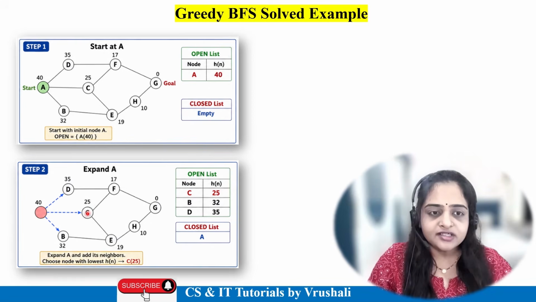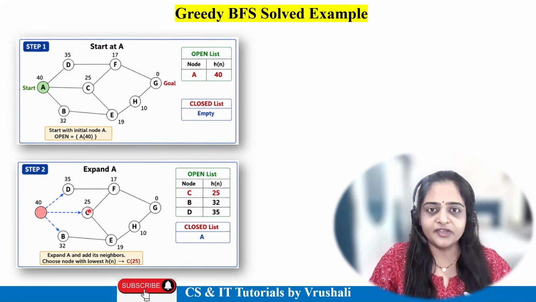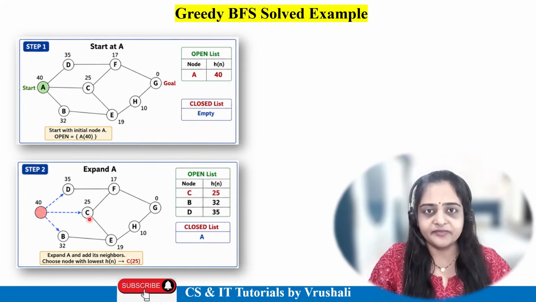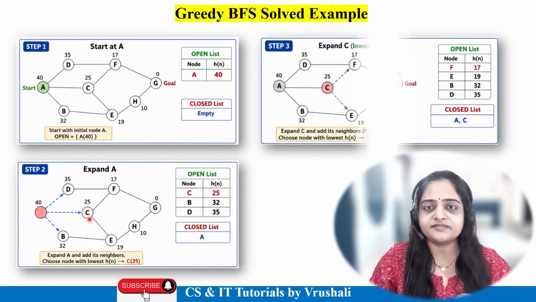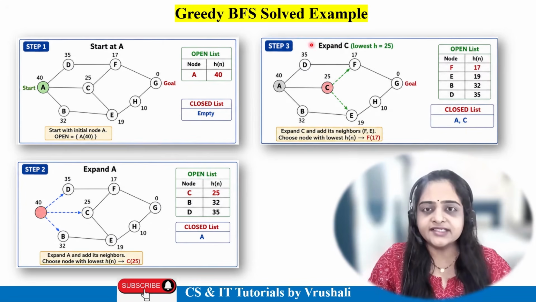Now find out which node has the lowest heuristic value. Like B has 32, C has 25 and D has 35. So which one is minimum? 25. So after A, you need to visit the node C. So find the lowest heuristic value distance. Now after visiting C, the next step is to expand C.